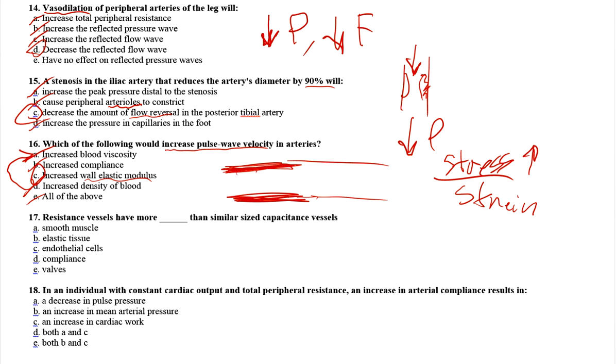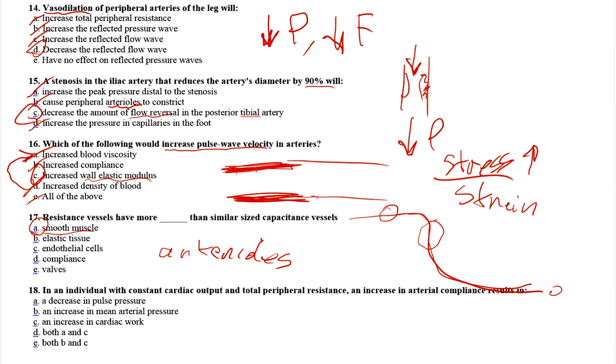Okay, resistance vessels, number 17: resistance vessels have more blank than similar sized capacitance vessels. Okay, it's smooth muscle. Resistance vessels are arterioles, and that's what they do, they have smooth muscle. If you remember how blood loses its pressure as it goes through the system, that's not a very good line, but the steepest part of this, let's say this is the aorta and blood is losing pressure throughout the body system, and this would be the central vein over here. The arterioles control how much it's going to lose, and that's because of smooth muscle.